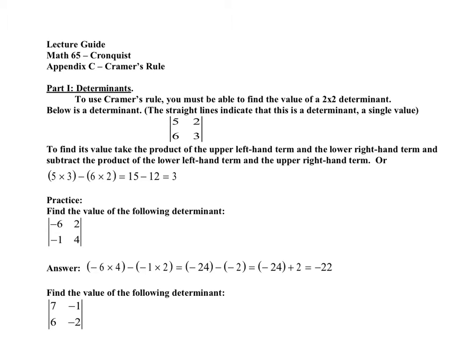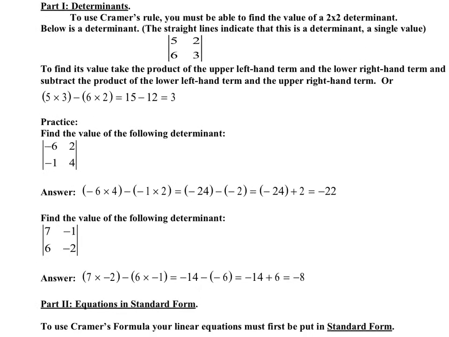All right, for Appendix C, we're learning what's called Cramer's rule. It has to do with matrices. You have to find the determinant of a matrix. So that's what we're going to learn first. All right.